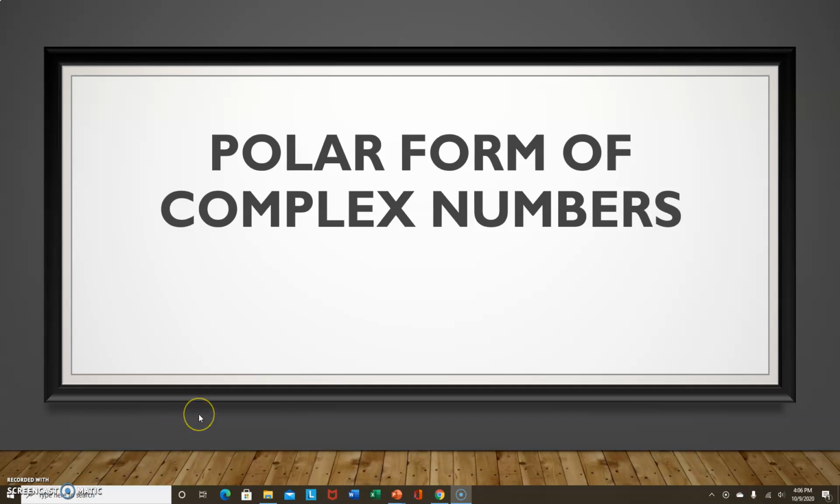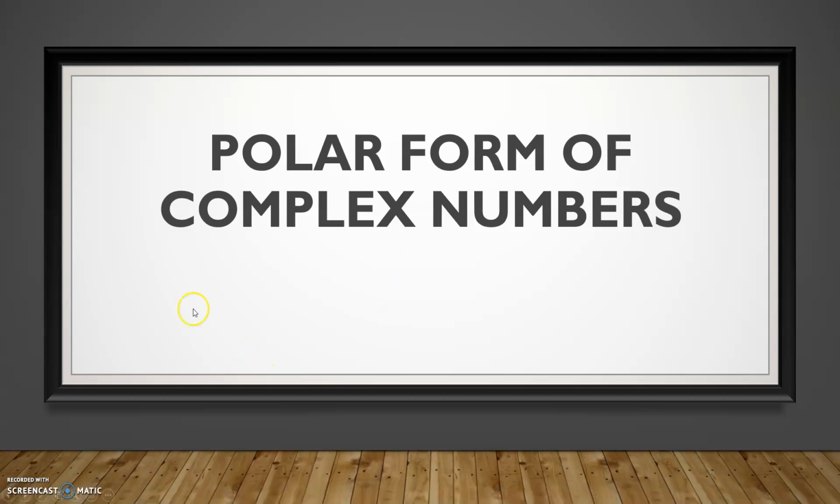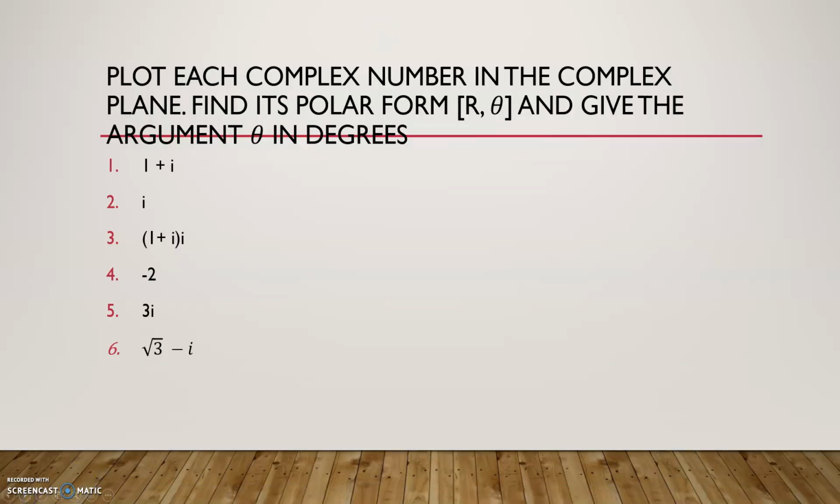Okay, so we're going to try to get through a few examples of polar form of complex numbers. First it asks us to plot each complex number in the complex plane and find its polar form of r, theta, and give the argument theta in degrees. One thing we have to remember is that we need it in degrees and not in radians. Let's get started. So the first one, 1 plus i, we graph it.